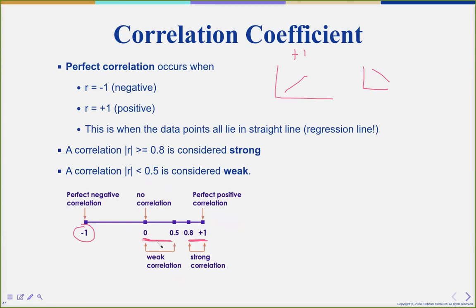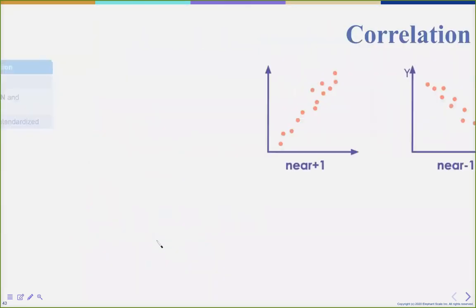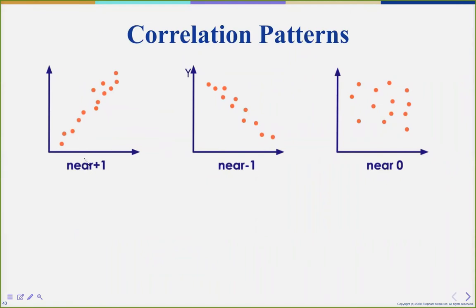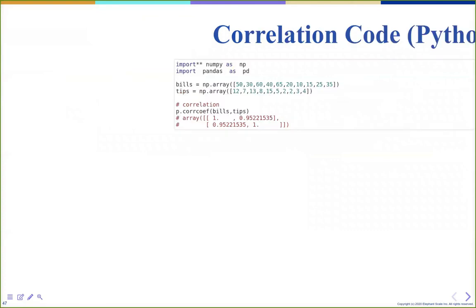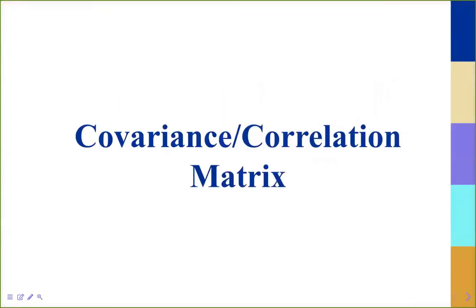So again, we will use this quite a bit when you analyze data, because we want to understand which of the factors are correlated. Let me show you an example. Here we talk about plus one, minus one, zero. Zero means you can see there's no pattern. And formulas, okay, I'll skip over the code.